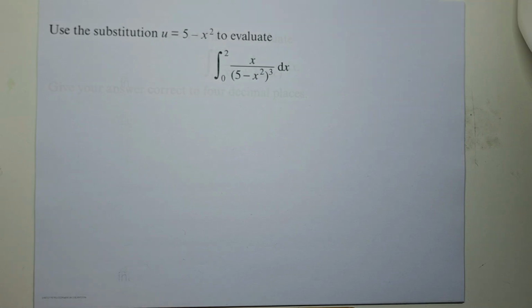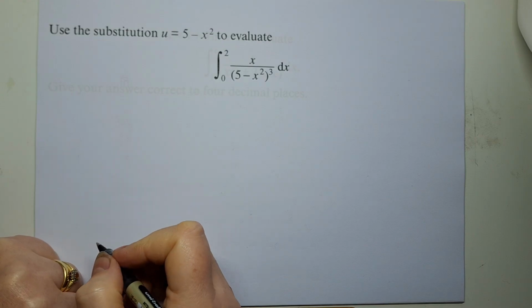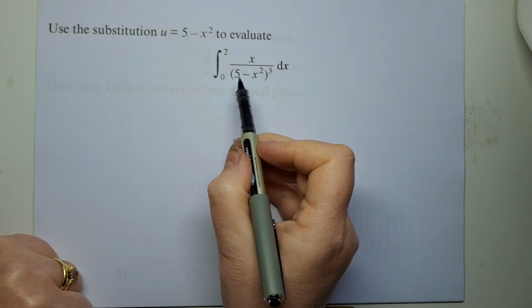Integration by substitution can be a bit awkward. Let's have a look at this one. We've got to use the substitution u equals 5 minus x squared to evaluate this integration. Every bit of the integration needs to be turned into u's.